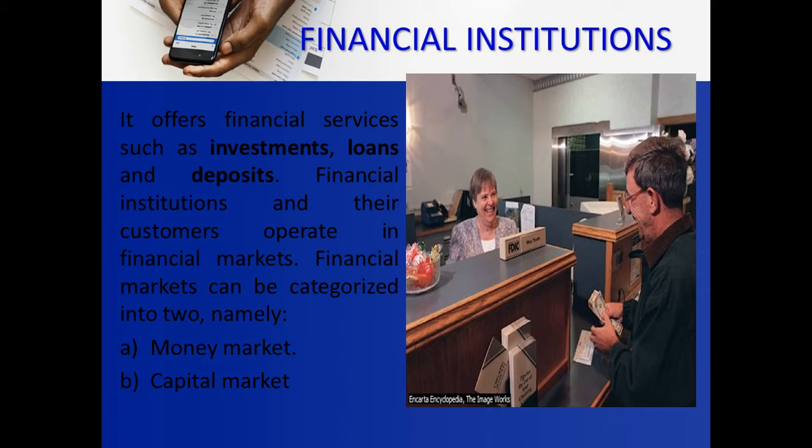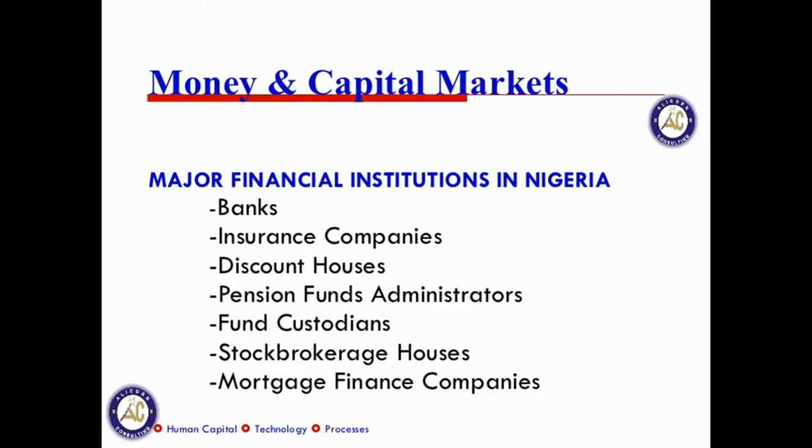Now, under your financial market, we have two main markets there. We have the money market and the capital market. So as you can see, all these institutions, from your banks down to your insurance, down to your discount houses, down to your pension fund administrators, down to fund custodians and stock brokerage houses, mortgage finance houses, all these are operators in your financial institutions. So they operate in the financial market.